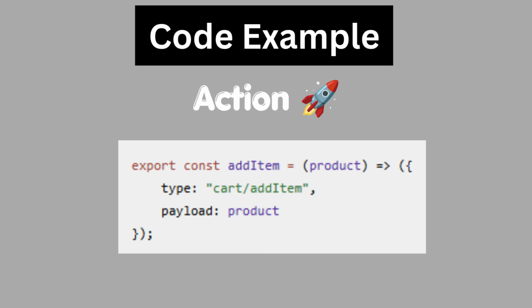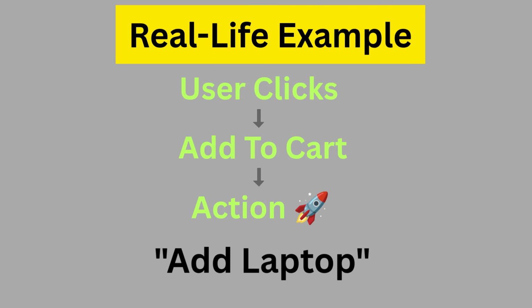shopping cart. Think of an action as a message. It says the user clicked Add to Cart, but it does not decide how the data should change. So, if an action only describes what happened, who actually updates the data? Let's understand that in the next slide.